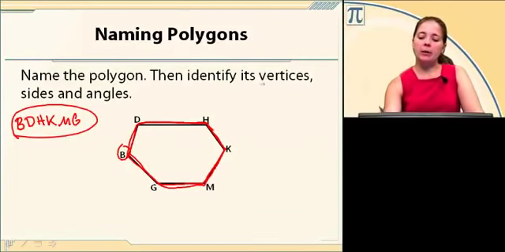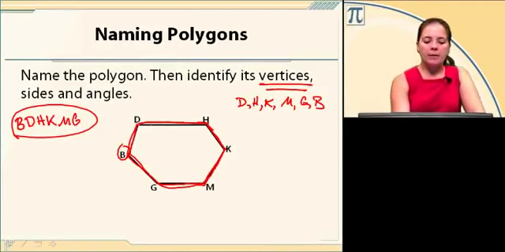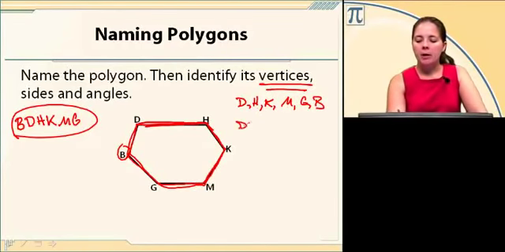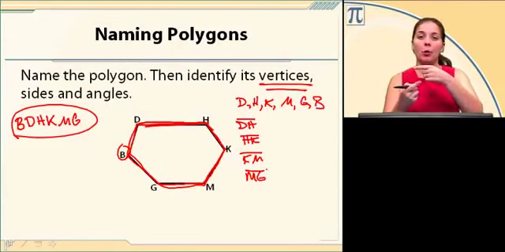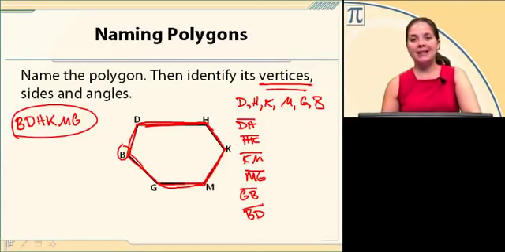So in consecutive order. To identify its vertices, well, the vertices are just the points that we just named. D, H, K. They can be named in any order. M, G, and B. Those are the vertices. The sides, those are segments. So I have DH, HK, KM, MG, and with a segment, it could be MG or GM, GB, and BD. So I have those 6 segments.